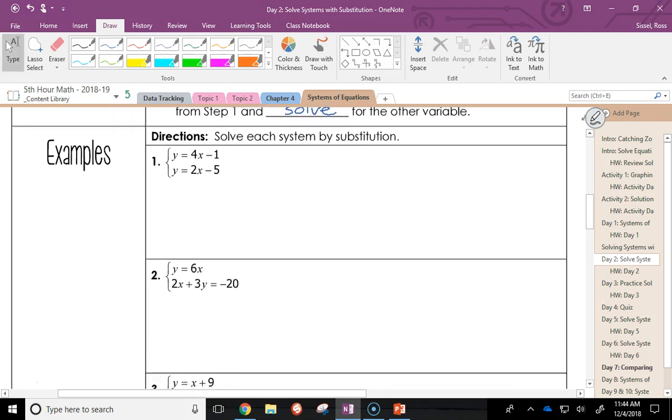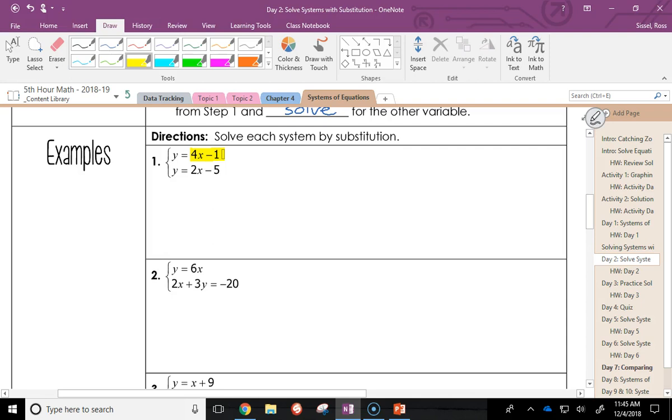Here's our example. System of equations. I have y equals 4x minus 1 and y equals 2x minus 5. Now, we're lucky on this one because they've actually solved for y on both of them. So I can actually use either one. But I'm going to go ahead and highlight 4x minus 1.